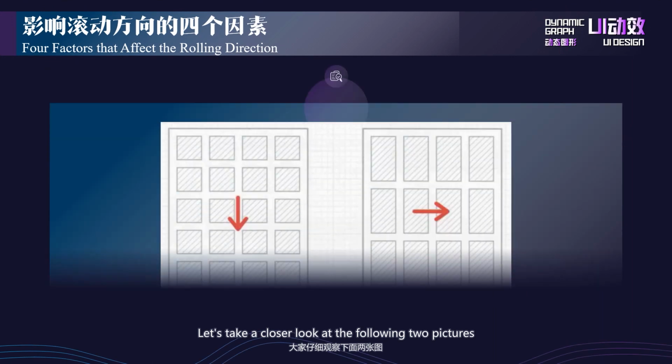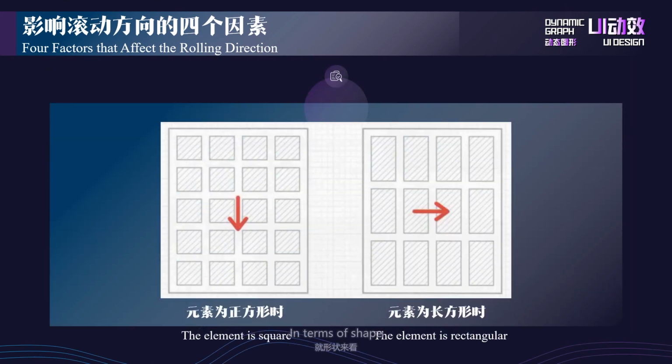Let's take a closer look at the following 2 pictures. In terms of shape, if the elements have the same length for the longer and shorter side, the scrolling direction can feel uncomfortable regardless of how it is set. Since the screen is in a vertical rectangular shape, it seems more reasonable to scroll in a vertical direction.